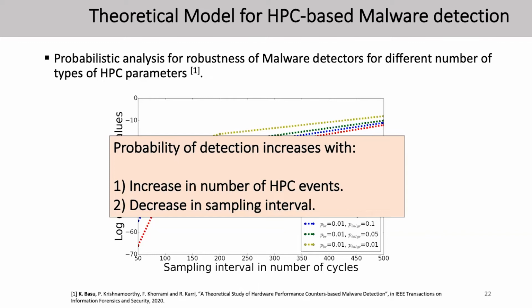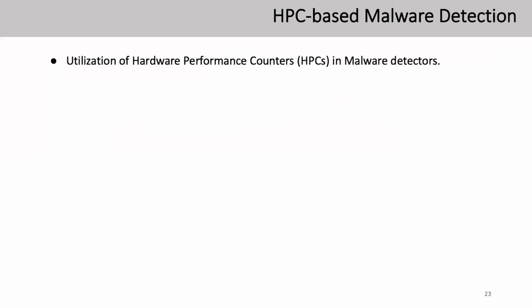So the probability of detecting a malware increases with the increase of HPC events and reduction in sampling interval. That is how fast you can detect these malwares, how frequently you are sampling them. Of course, the best idea is to sample them every cycle, but that introduces a huge overhead and you wouldn't want to do that.